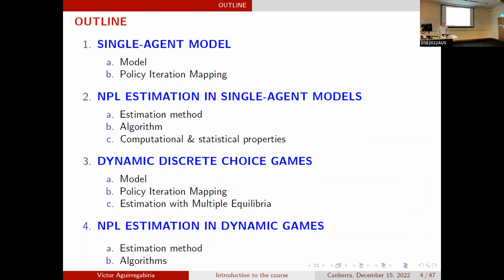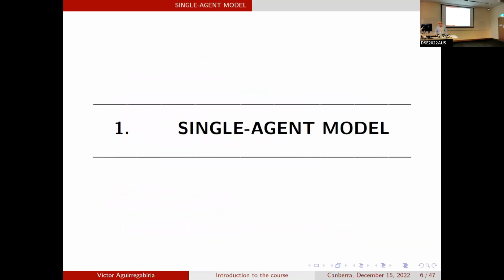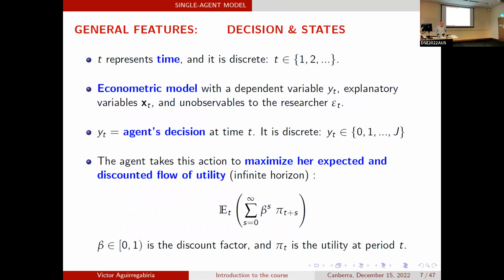Then once we have seen these properties of the model, we will go to the estimation. I will define what the nested pseudo likelihood method is, and then we will see a particular algorithm that was initially proposed in my work with Pedro to obtain this estimator, the nested pseudo likelihood. And then I will discuss computational properties and statistical properties of this estimator. Okay. Then for the second lecture, I will talk about dynamic games. Okay. And let's go with single agent models.